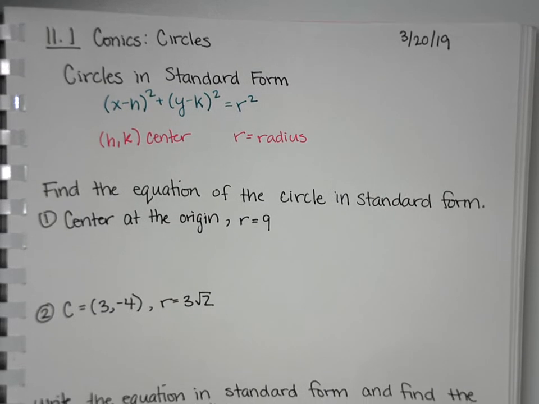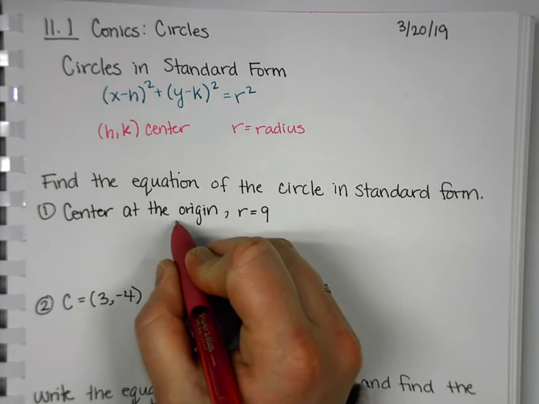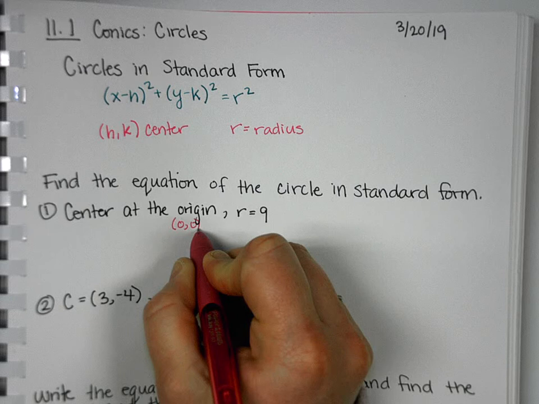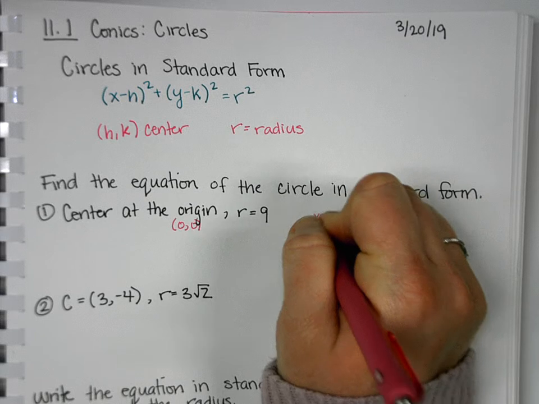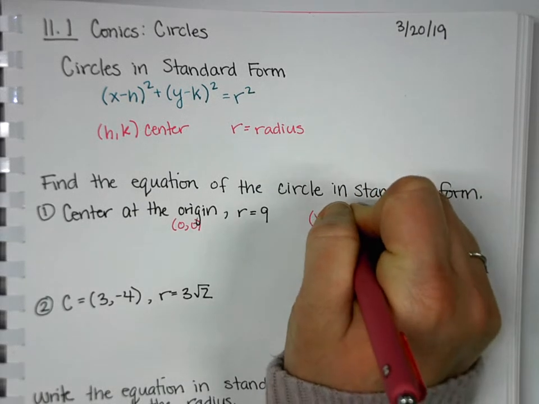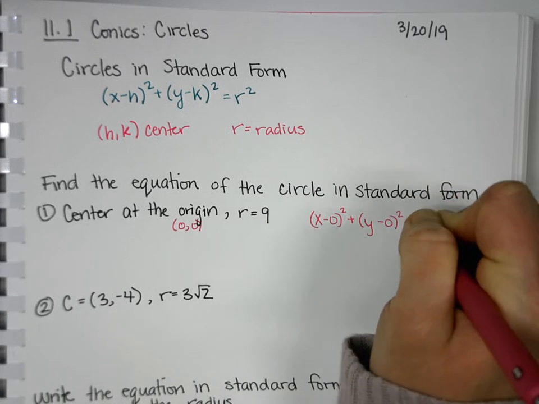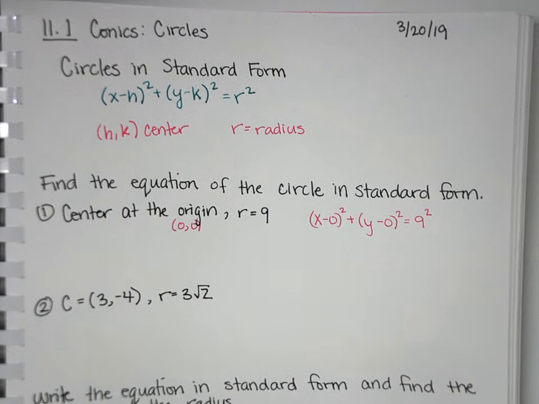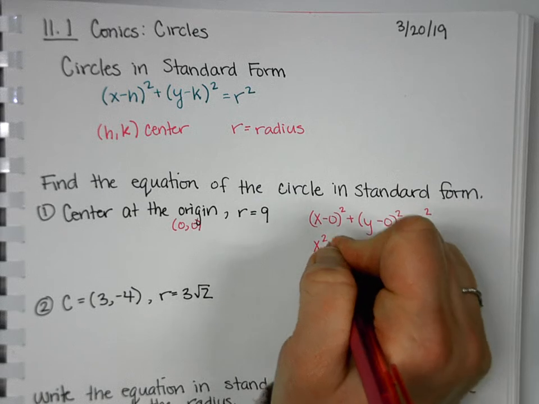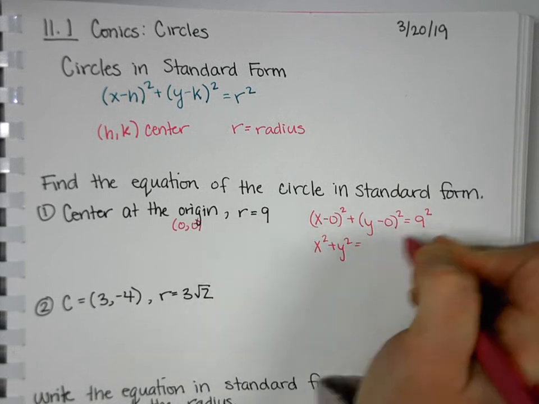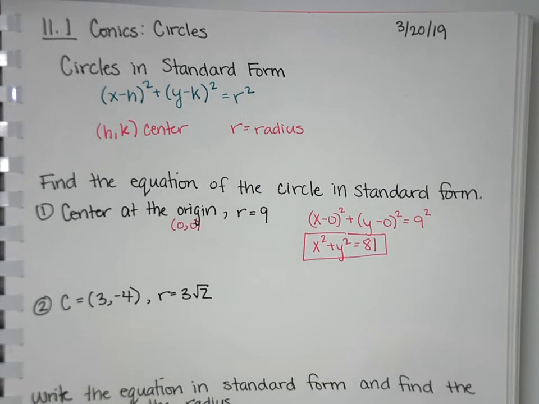So the first two that we have here, the center is at the origin, so we have to remember that the ordered pair for the origin is (0, 0), and our radius is 9. So we think (x minus 0) squared plus (y minus 0) squared equals r squared. Because we're subtracting 0, we can just write that as x squared plus y squared, and then 9 squared is 81. And there would be your equation in standard form.